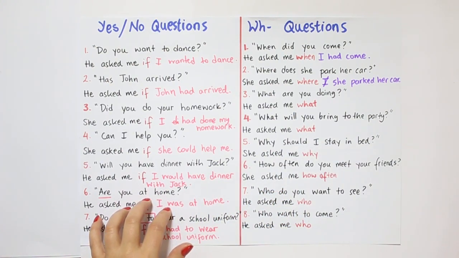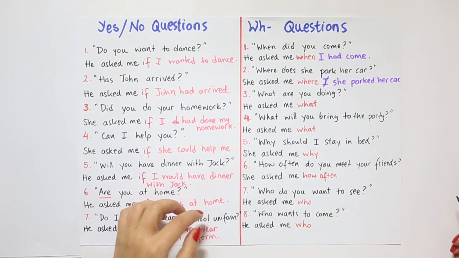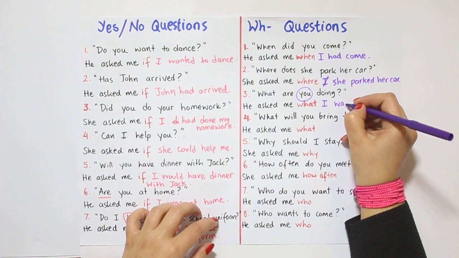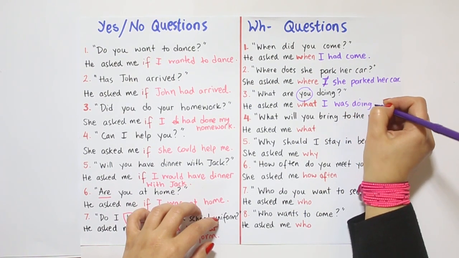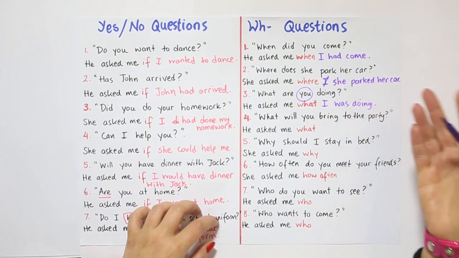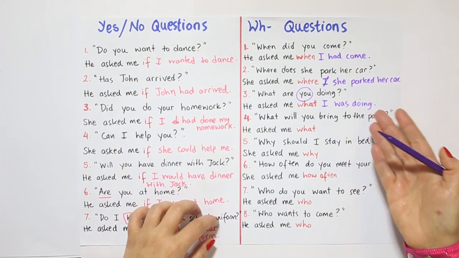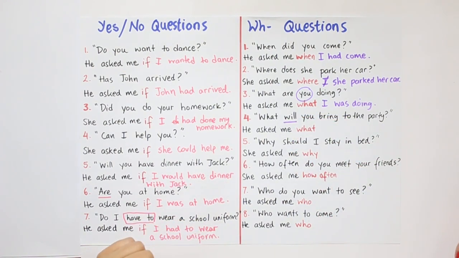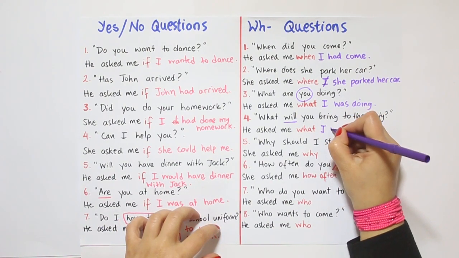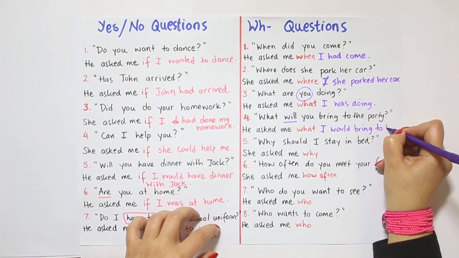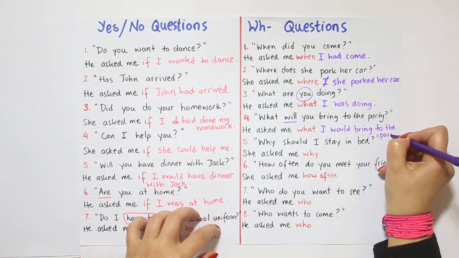Look at the other one. What are you doing? He asked me what I was doing. Remember, present continuous becomes past continuous, and it's not a question anymore, so that's how we do it. What will you bring to the party? Do you remember will? Will becomes would. He asked me what I would bring to the party.